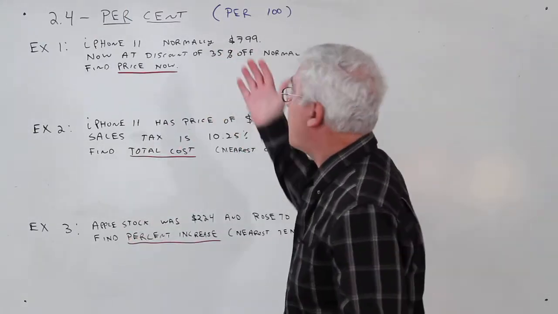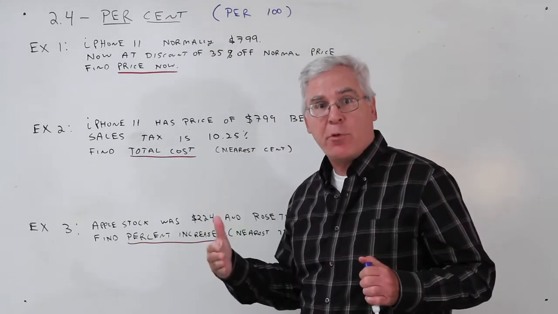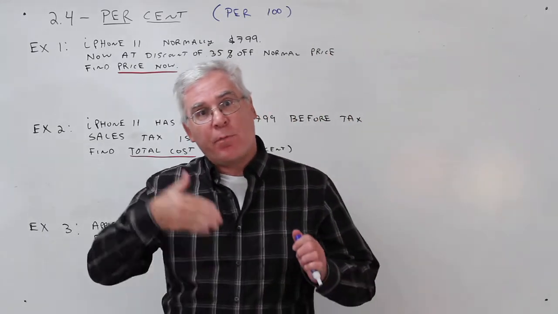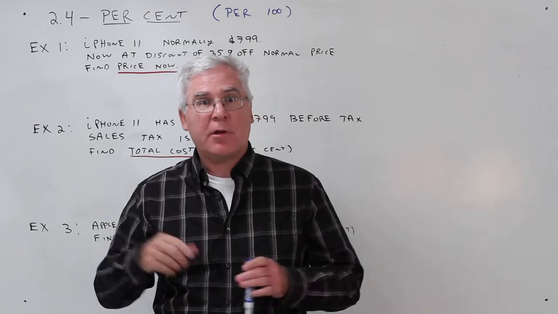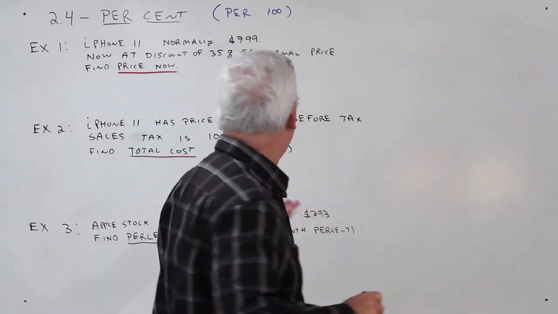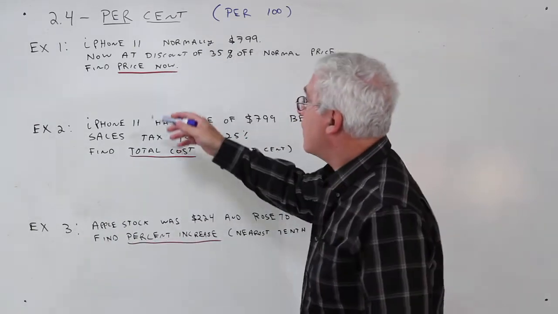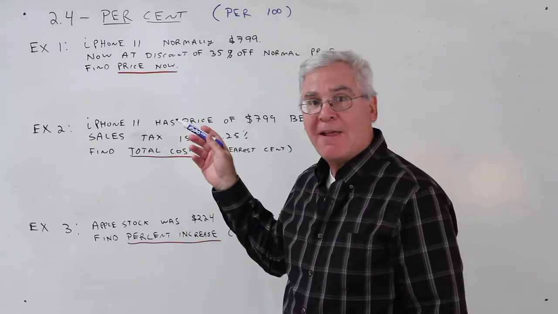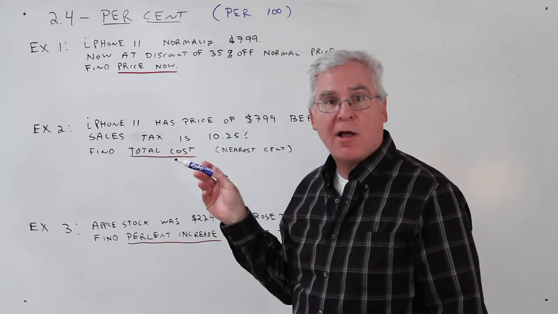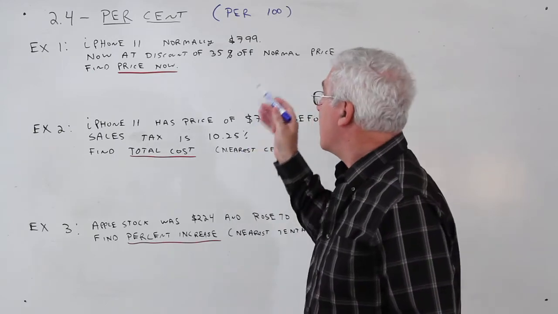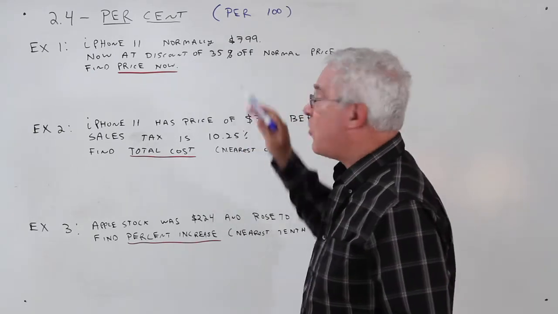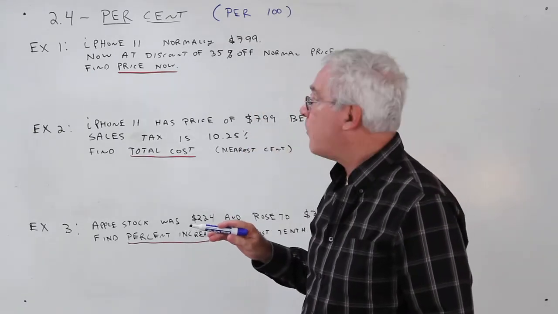2.4%. Percent literally means per 100. So we'll be either multiplying or dividing by 100 in this lesson. Okay, so let's start off. I've got example 1. An iPhone 11 normally costs $799. For some reason it's at a discount, 35% off the normal price.